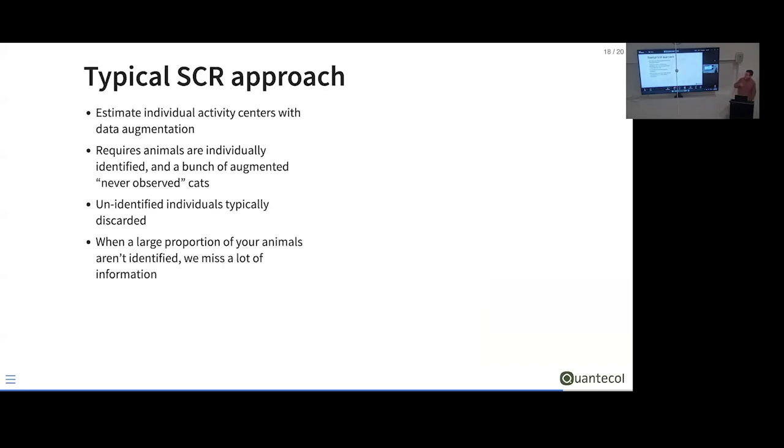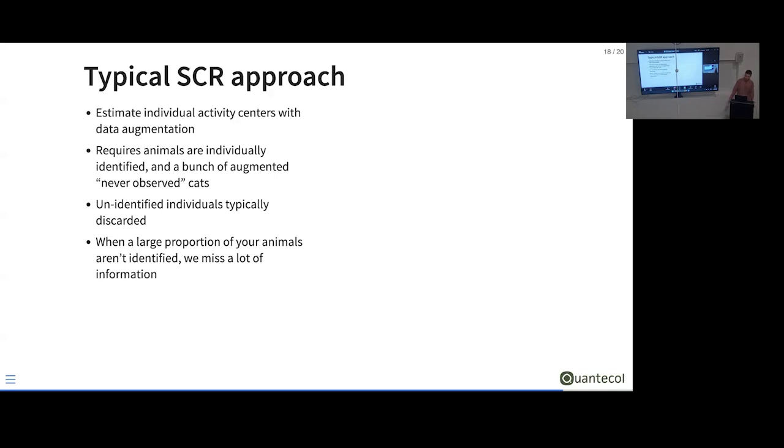So the typical spatial capture recapture approach is you're estimating these individual activity centers based on where the detections are occurring, or on which cameras basically the detections are occurring. One way to do this is to use a data augmentation approach, in a Bayesian setting at least, where you have the capture histories of your identified cats, and then you add all-zero detection histories of cats that were never observed. Some of those cats actually existed and were never observed, and some of them don't actually exist, and the model figures it out.